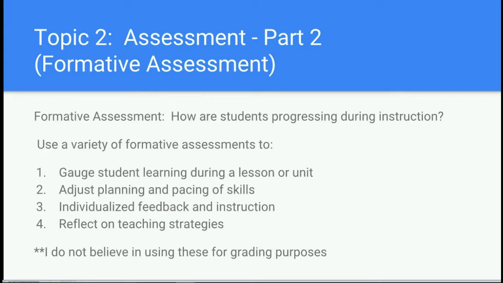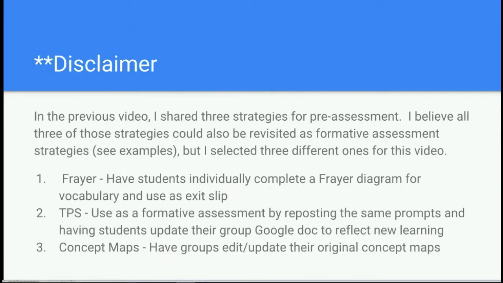I think one of the biggest things with formative assessment is a lot of times we collect the data and then we don't really know what to do with it. So I would steer the novice teachers towards methods of collecting the data and then what do you do with it afterward. I'm going to refer back to the 3 methods I used in the first video. I think all of these can be revisited as formative assessment.